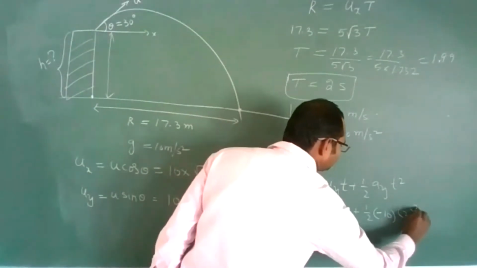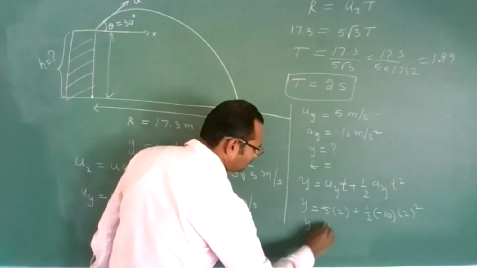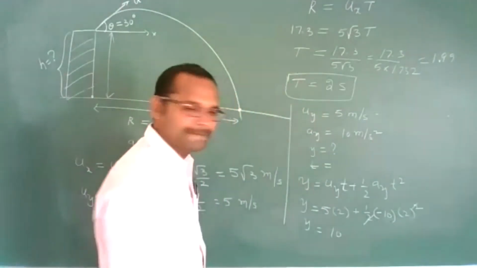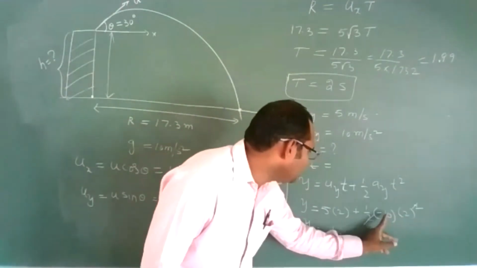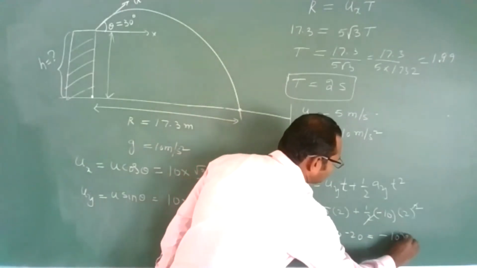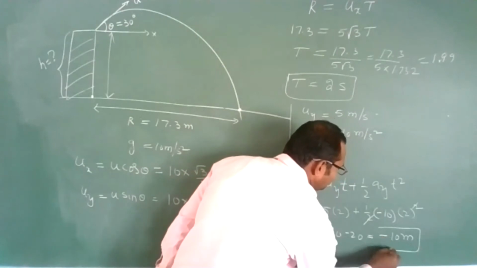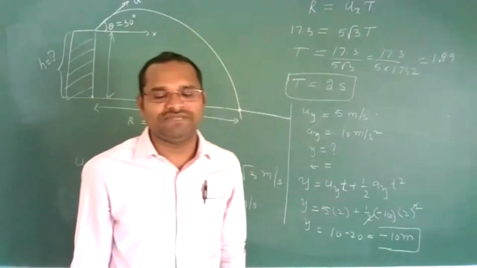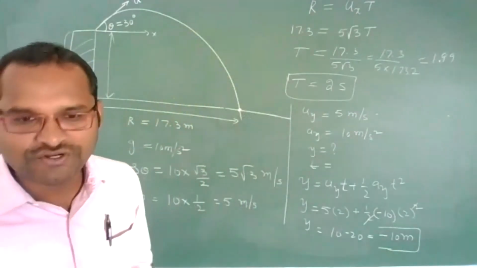t is 2, squared. So y is equal to 5 into 2, and the half and the 2 cancel. 2 tens are 20, 10 minus 20 is minus 10 meters. The minus here indicates the displacement is in the downward direction. That is the meaning. So we got minus 10 meters.